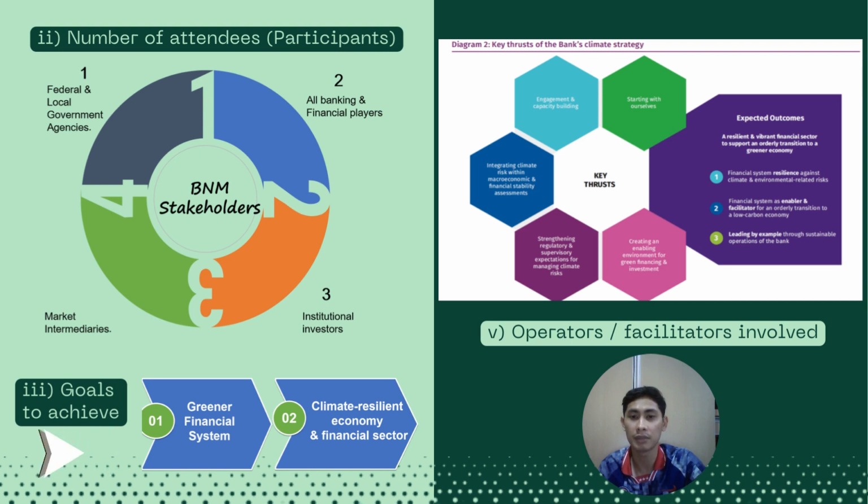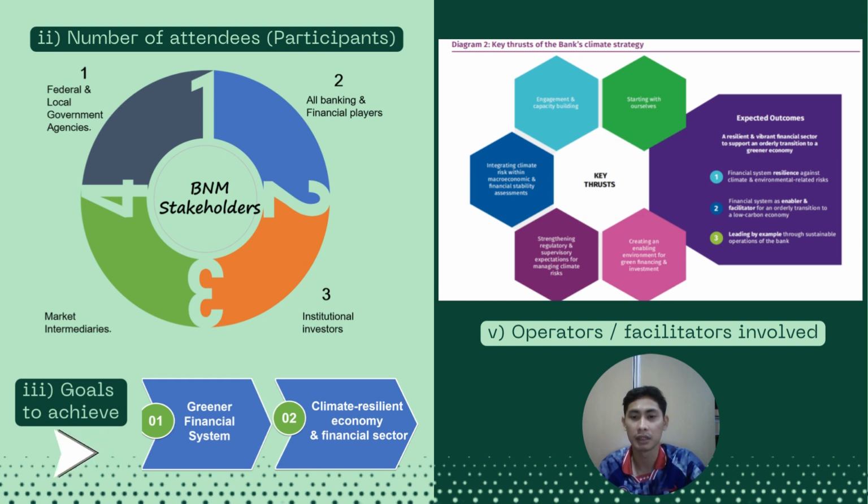4. Method of implementation. Diagram 2 shows the key thrusts of the bank's climate strategy. Number 1, starting with ourselves. 2, engagement and capacity building. Number 3, integrating climate risk within macroeconomic and financial stability assessment. Number 4, strengthening regulatory and supervisory expectations for managing climate risk. Number 5, creating an enabling environment for green financing and investment.